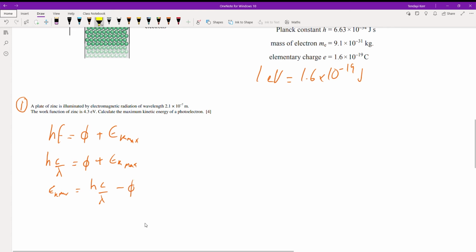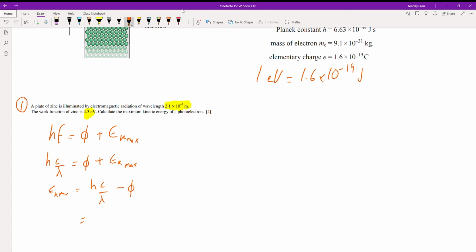But we need the work function in joules, and we're given it as 4.3 electron volts. So this is the information we're given. So all we need to do is convert the work function into joules and substitute all the values in here to get the value for the maximum kinetic energy. Where do people go wrong? It's usually the conversion of electron volts into joules. They'll either not convert it into joules or they'll leave it in electron volts. So that's what we'll do now.